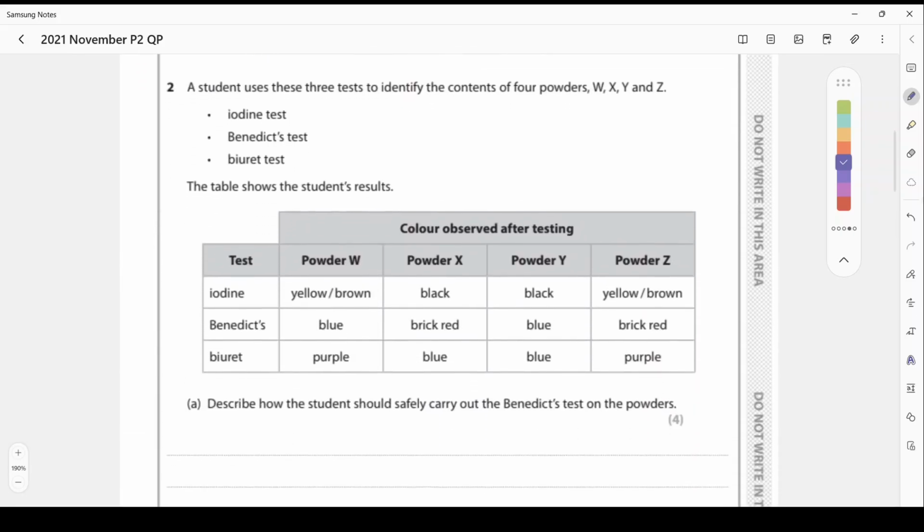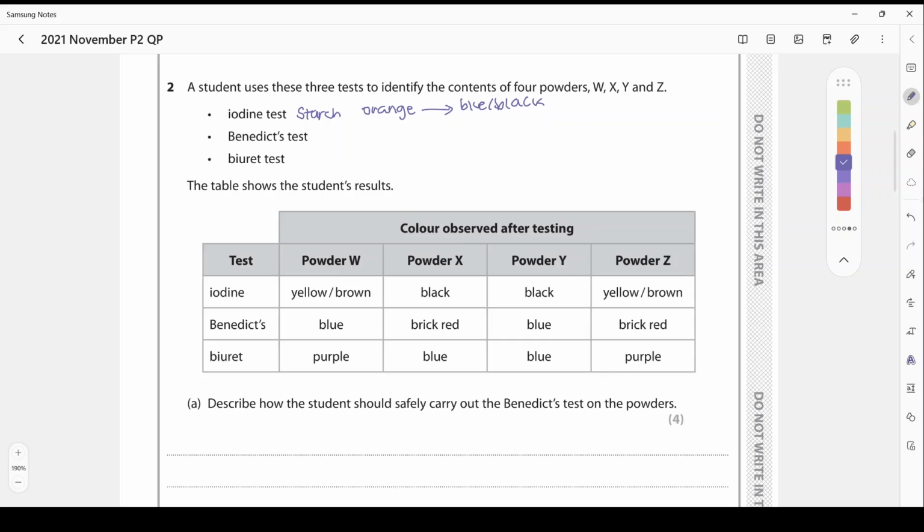Let's move on to question 2. A student uses these 3 tests to identify the contents of 4 powders, W, X, Y, and Z. So they use iodine test, Benedict's test, Biuret test. Let's go over them together. So iodine test tests for starch. The original color is orange. And then in the presence of starch, it would turn blue-black. So that's for the iodine test.